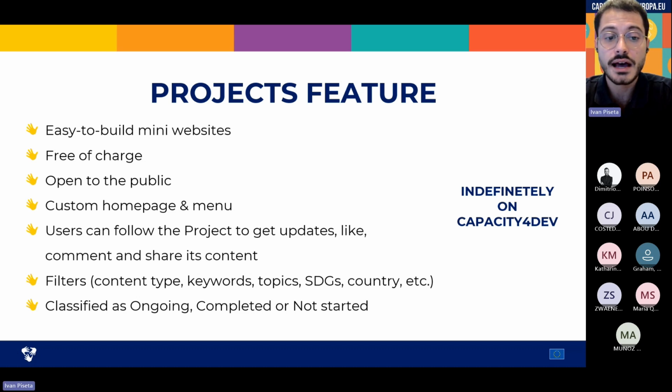You can, inside of the project, filter the content type you would like to find. You have a library of documents you can upload and organize and track by, for example, SDGs. You can classify your project as ongoing, completed, or not started. So it will be tagged at the top of the page, and you're able to display the status of your project to others.